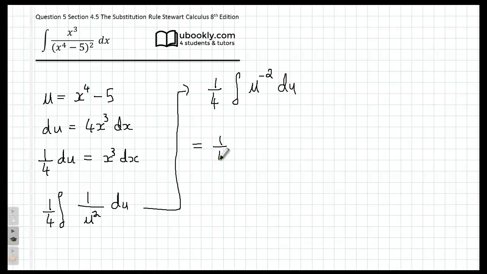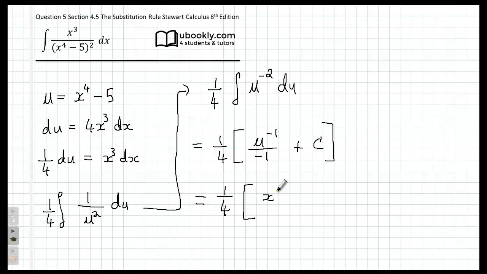And now the integration has become simple. It's just we add 1 to the power and divide by the power. U to the power of minus 1 over minus 1 plus the constant c. Now first let me put in my u, I'll get 1 over 4 times x to the power of 4 minus 5 all raised to negative 1 divided by negative 1 plus c.